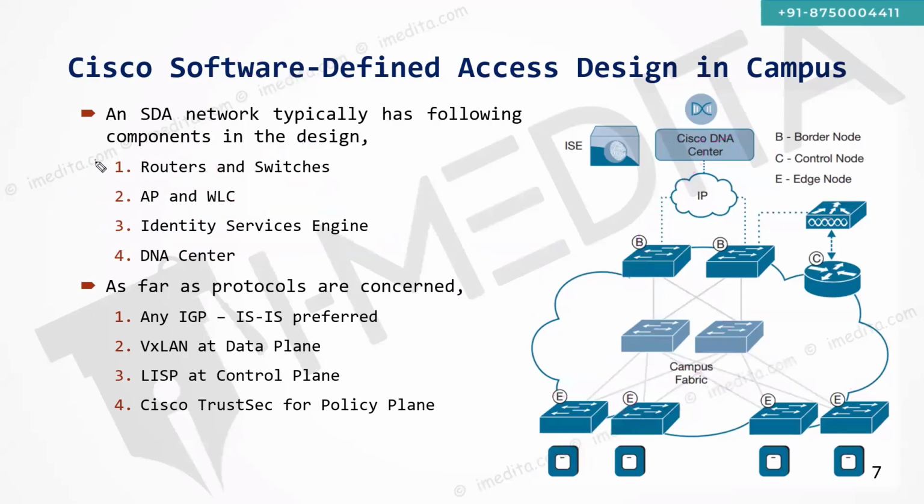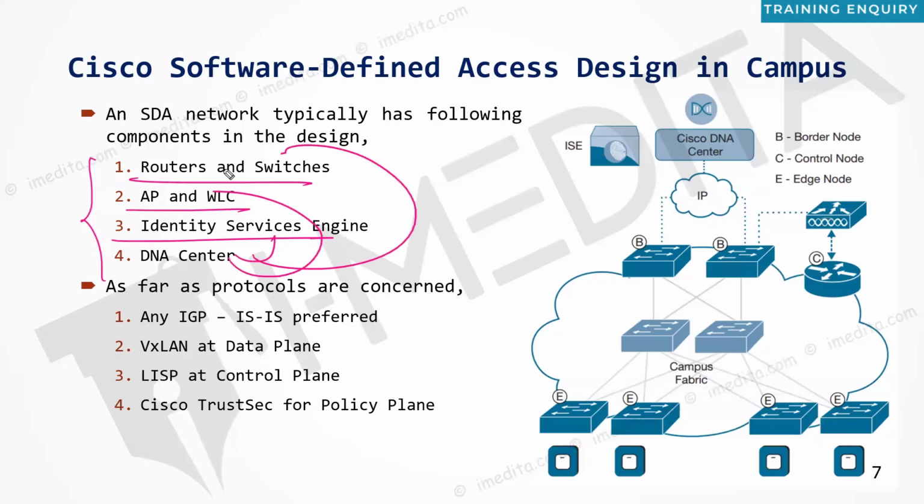But again, it's not like you can have just any random routers, switches, APs, WLCs, or ISE. Like you are using 2.6 maybe, and you are using a DNS Center specific version. It will not work. So there is a proper compatibility chart that this version of DNS Center is compatible with this ISE, this WLC, this router. So you have to purchase the router, or you have to do the software upgrades on the routers, switches, APs, and WLCs, respectively.